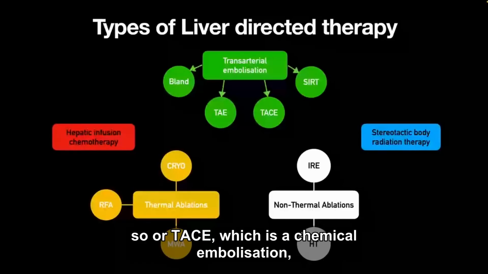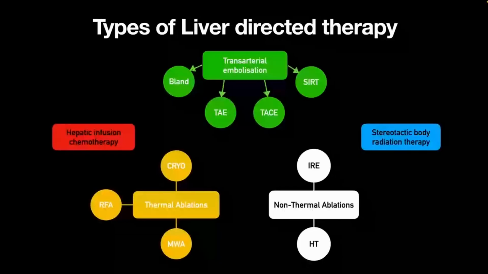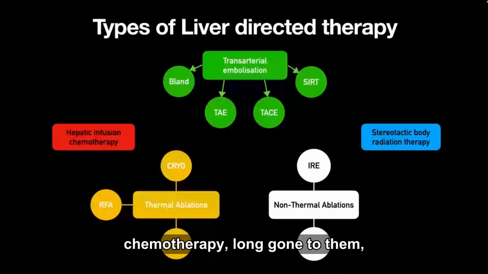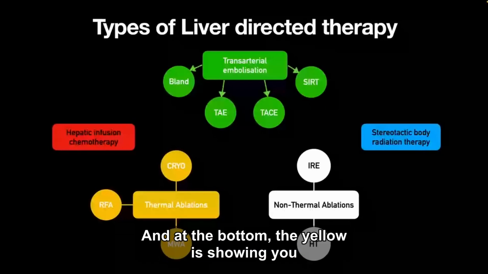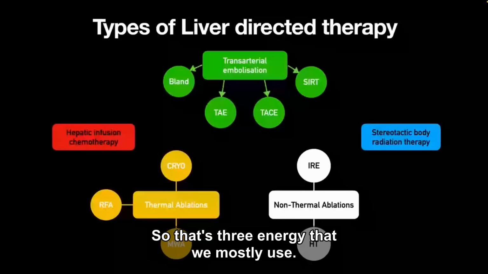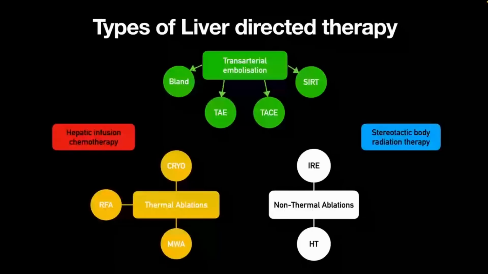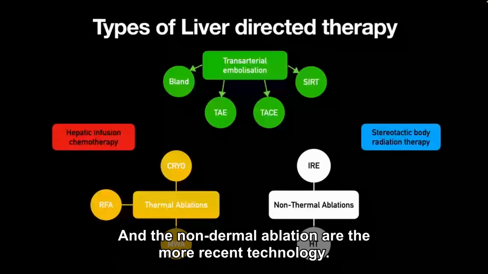Or TACE, which is an embolization where we put in particles that have chemotherapy drugs loaded onto them, or SIRT, which is radioembolization. And at the bottom, the yellow is showing you the thermal ablation. So there are three energies that we mostly use: radiofrequency, cryoablation and microwave ablation, and the non-thermal ablations are the more recent technology.